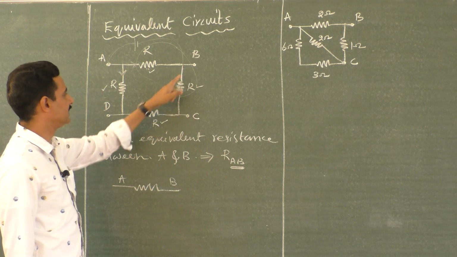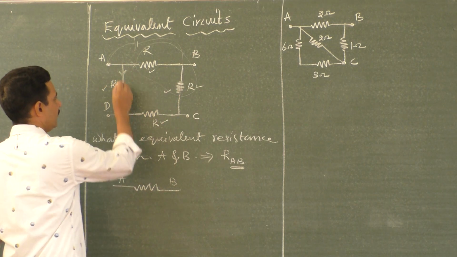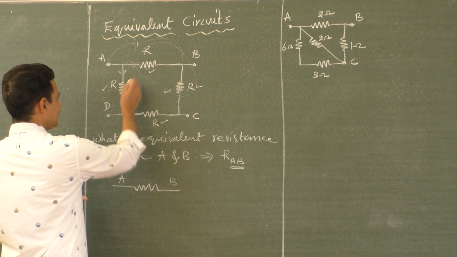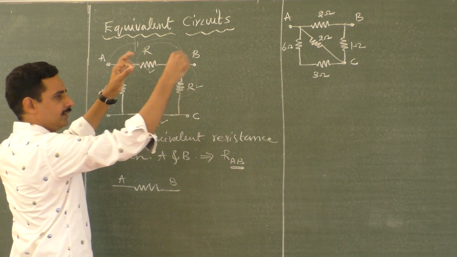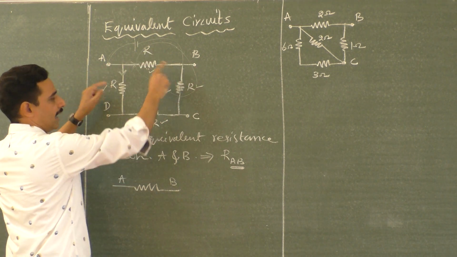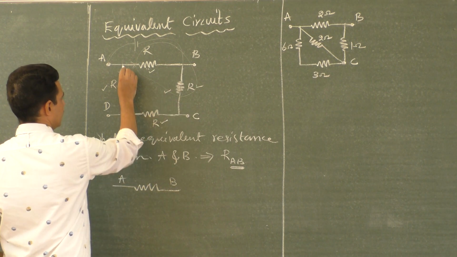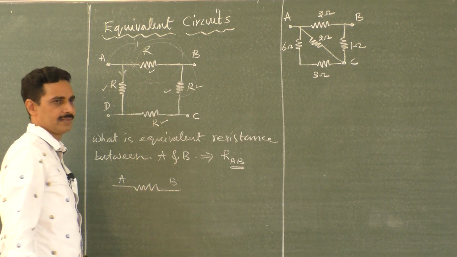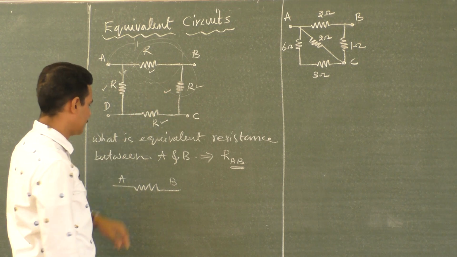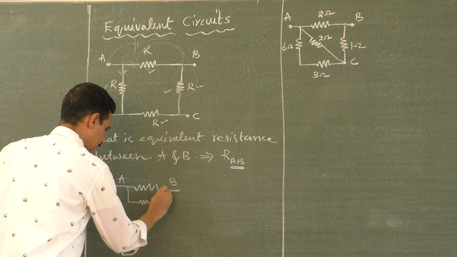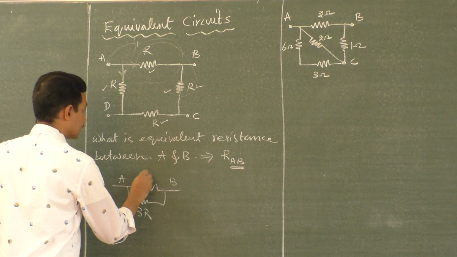And these three come in series now, because the same current flows through these three R. So this is like a chain, right? You can remove this chain and replace it by a single resistor. These three resistors can be replaced by a single resistor, and you know that all are in series, R plus R plus R. So it is 3R, this is 3R, and this is R.